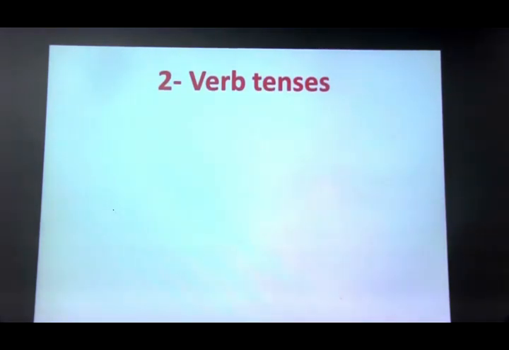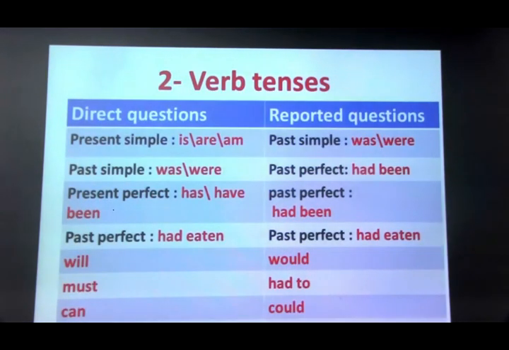Next, what about the verb tenses in each question? In the direct questions, maybe you noticed that the present simple, is, are, am, changes into past simple in the reported questions. For example, is, are, am are changed into was or were. The past simple in the direct question changes into past perfect. For example, was or were should change into had been. The present perfect, has or have been, should be changed into had been, a past perfect. Past perfect remains past perfect.